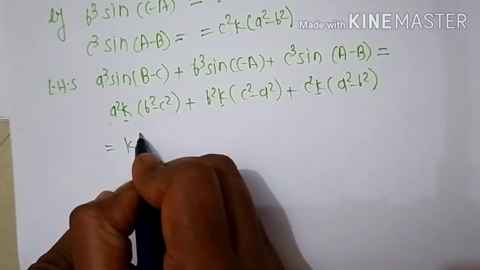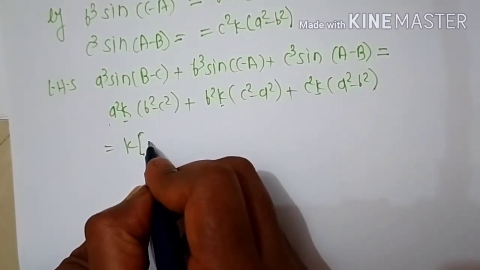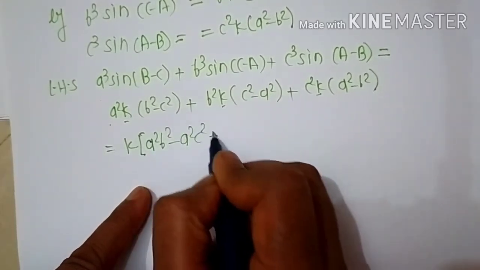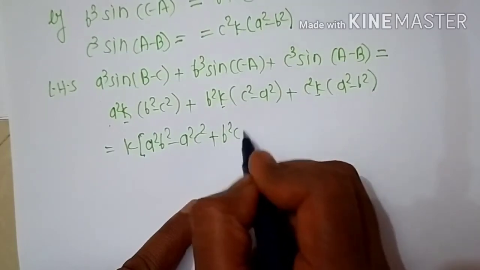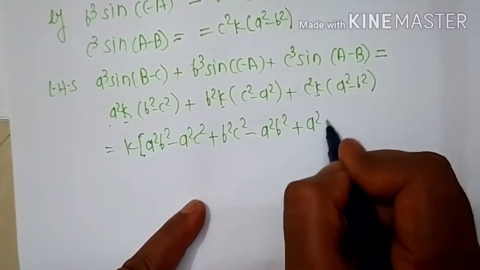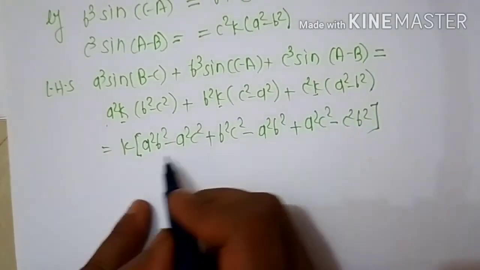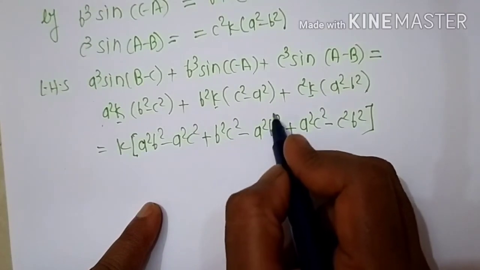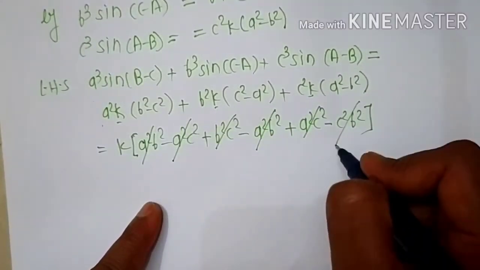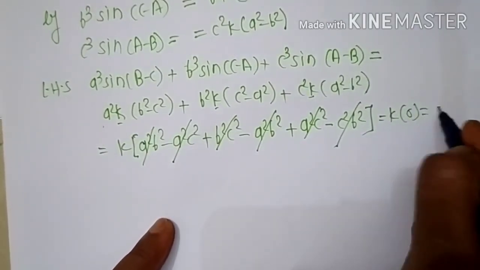Then if you take k outside, the remainder is here a²b² − a²c², here b²c² − a²b², next a²c² − c²b². Then k into this. Then cancel out the common terms, minus and plus, minus and plus, plus and minus. All terms get cancelled, so what remains is k into 0, that is 0.